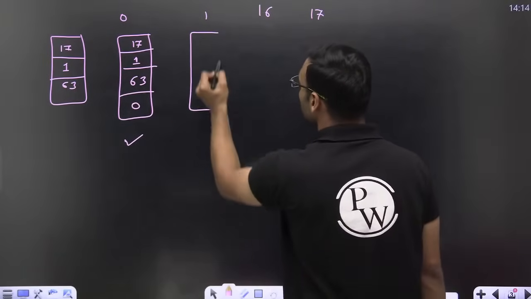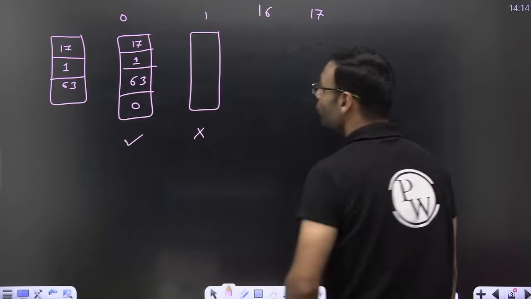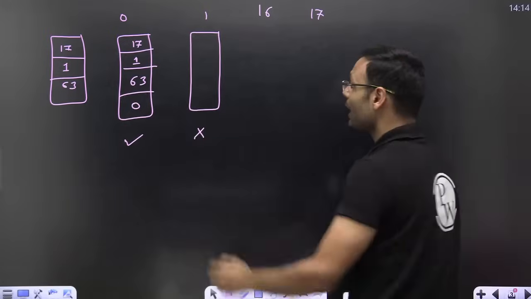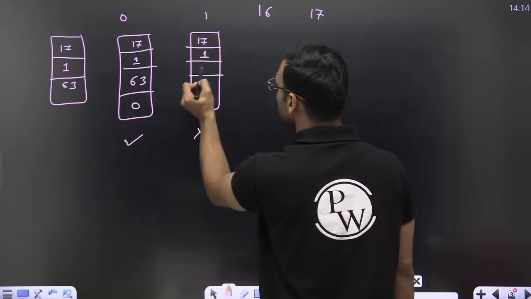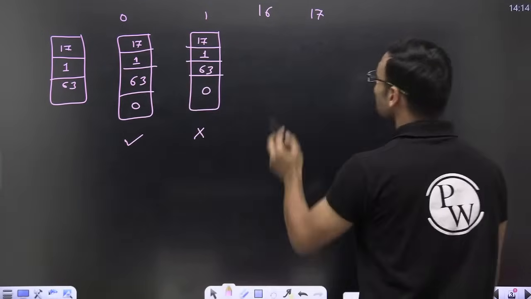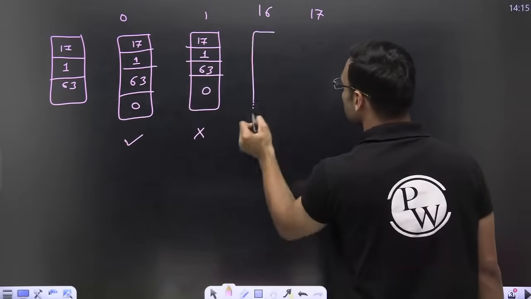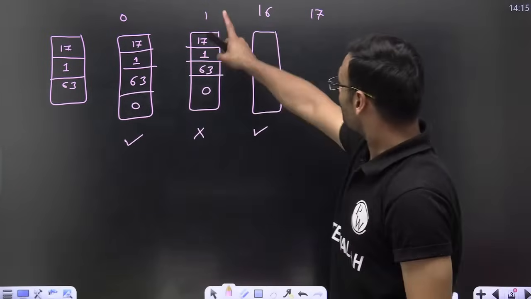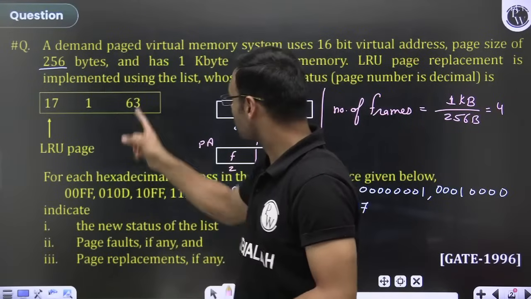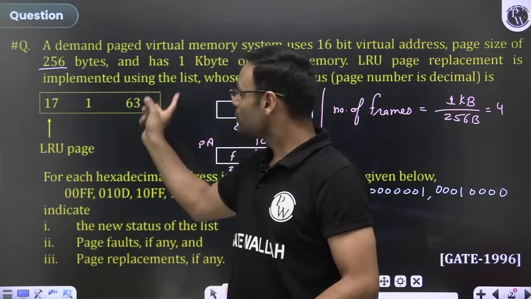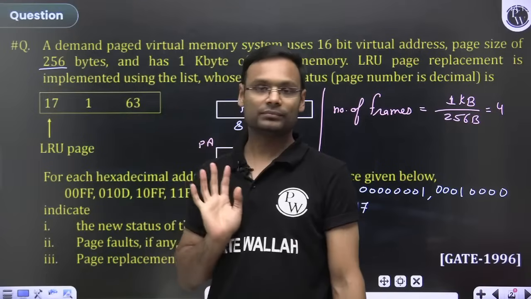Now page number 1, is it a fault? No, it is a page hit. Why? Page number 1 is already available. Now page number 16, a page fault, yes. Which page will you remove? Page number 1, recently used. 0, recently used. 63, recently used. You will have to remove 17.